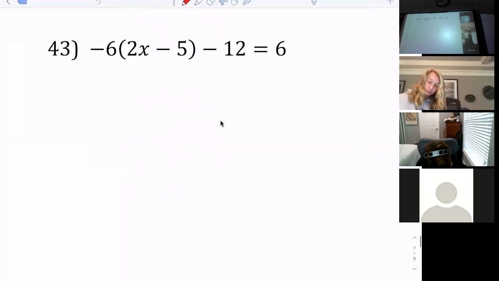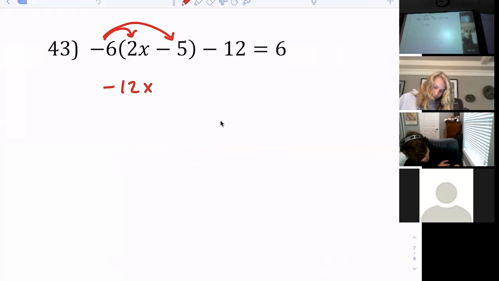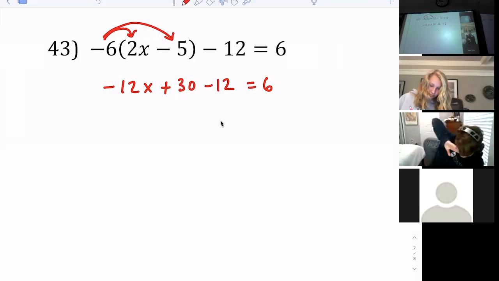43. Okay? Now, on question 43. Max, what are we thinking? Yeah, let's distribute. When I distribute here, now, again, most people distributing a negative do it incorrectly. So you're going to take a look at your work and make sure you're distributing properly. Negative 12x plus 30 minus 12 equals 6.